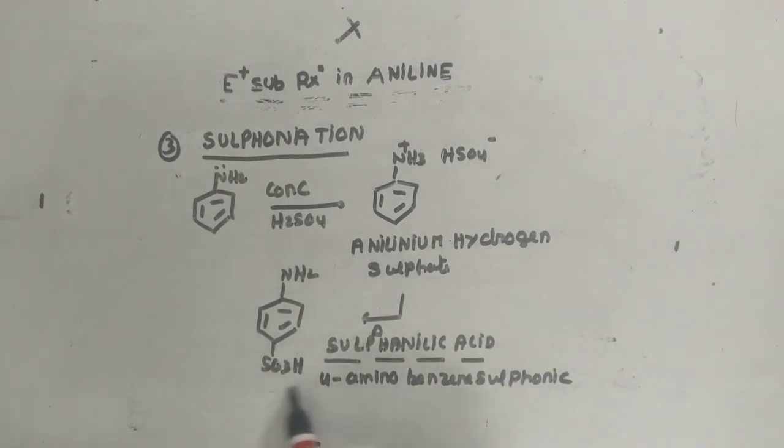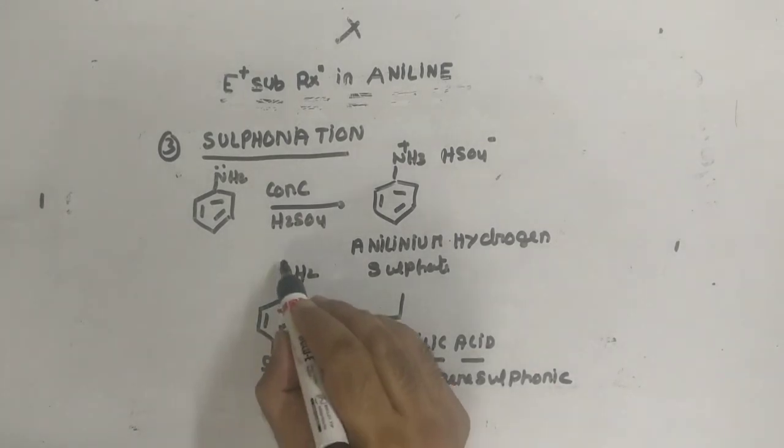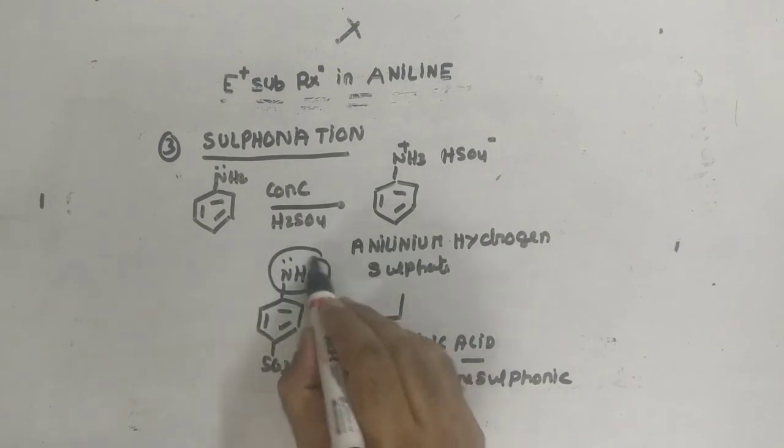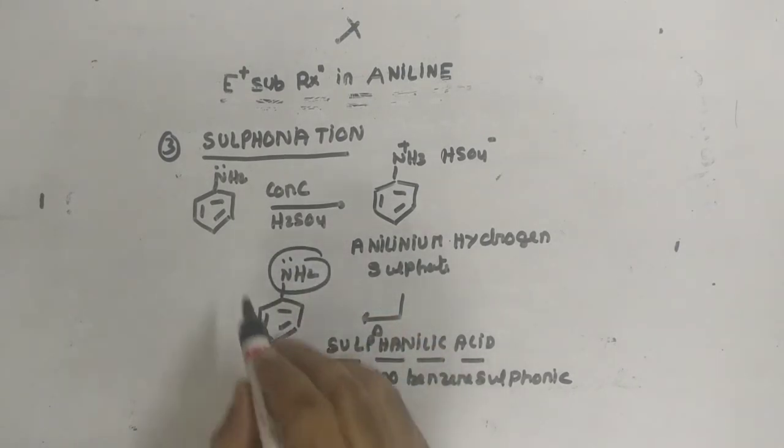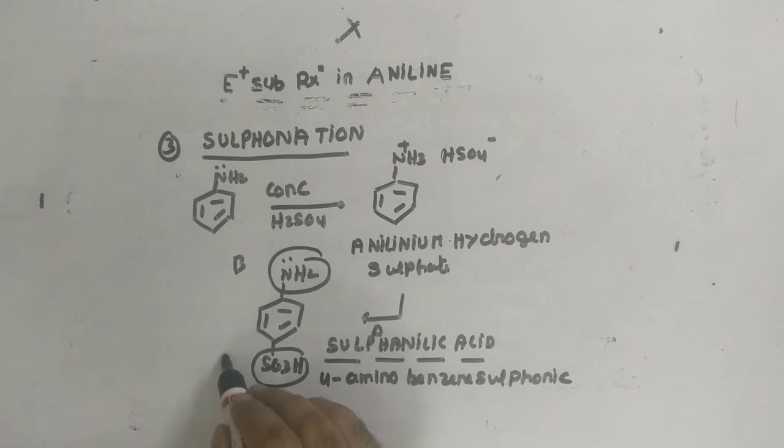Now the story doesn't end over here. Sulfanilic acid is a very funny molecule. What's so fun about it? In the same molecule, we have got a basic group and an acidic group. This is a basic group and this is an acidic group. You know, we have an earthworm, which is such an organism that has got a male part as well as a female part in the same organism. So in this case, sulfanilic acid, what happened?